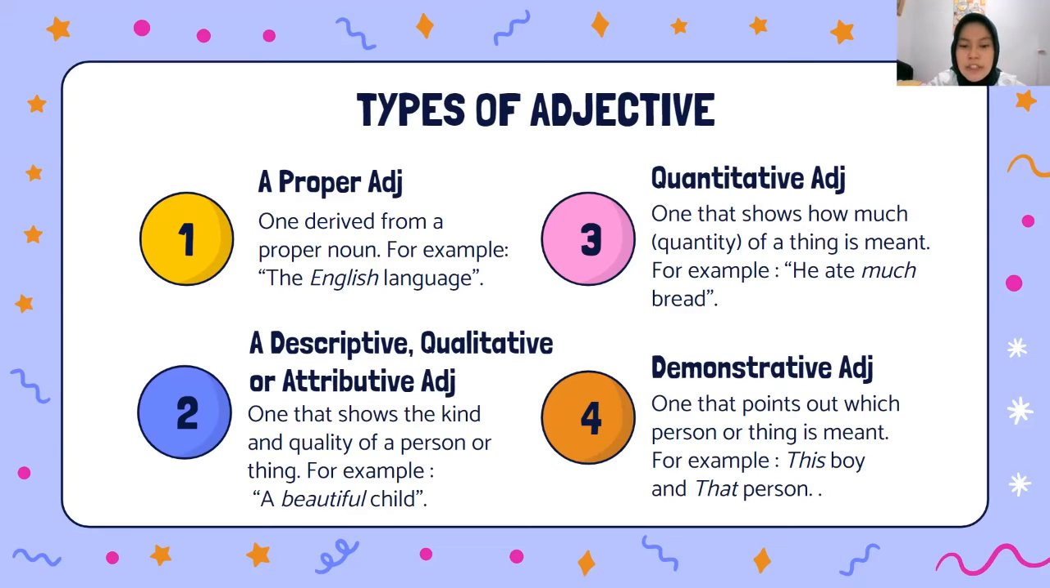The fourth is a demonstrative adjective. A demonstrative adjective is one that points out which person or thing is meant. For example, this boy and that person. Next.